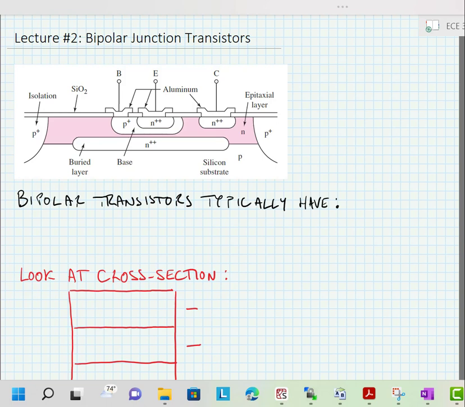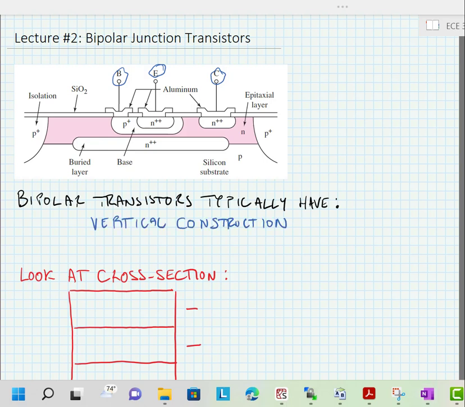Okay, in today's lecture, we're going to be talking about the bipolar junction transistor. So here we have a cross-section of a bipolar transistor. From the cross-section, you can see we start with the emitter, and then we go down vertically into the base, and then finally we make contact with the collector. The collector pin position is over here, but it's making an ohmic contact to this N region right here. You can see that bipolar transistors typically have a vertical construction.